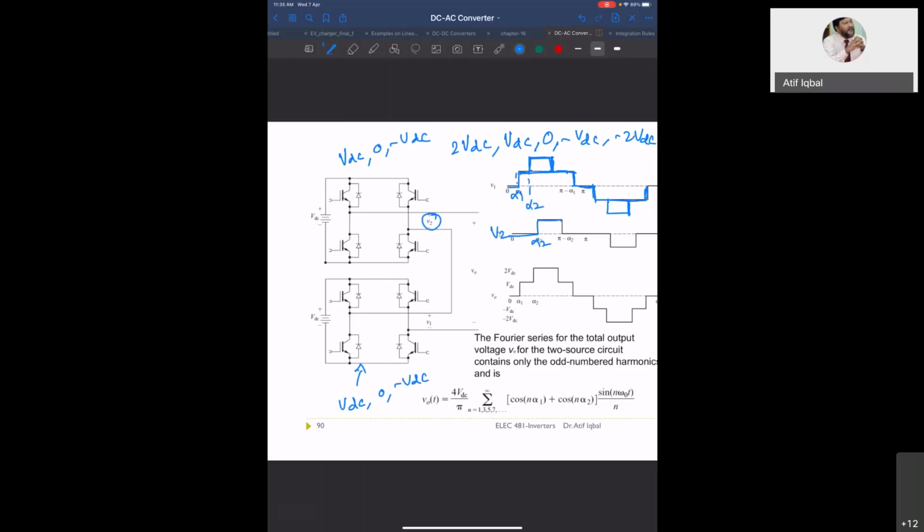Now by doing this, you can see that we get 5 levels. So what are the 5 levels? This is 0 level. This is VDC level. This is 2 VDC level. This is VDC level, this is 0, this is minus VDC, and this is minus 2 VDC. So we count like this: you start from the top, from here, 2 VDC, VDC, 0, minus VDC, minus 2 VDC. So we get 5 different levels.